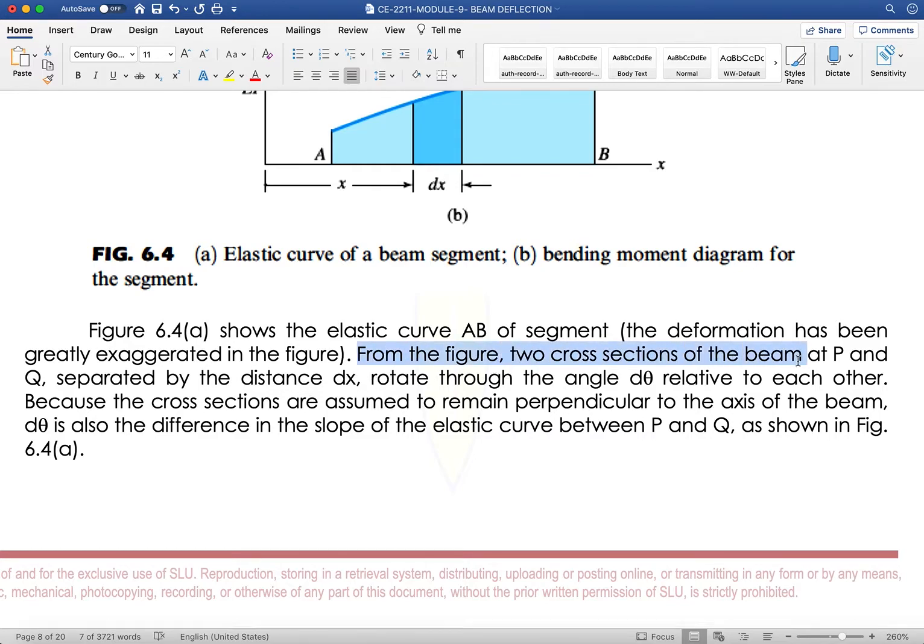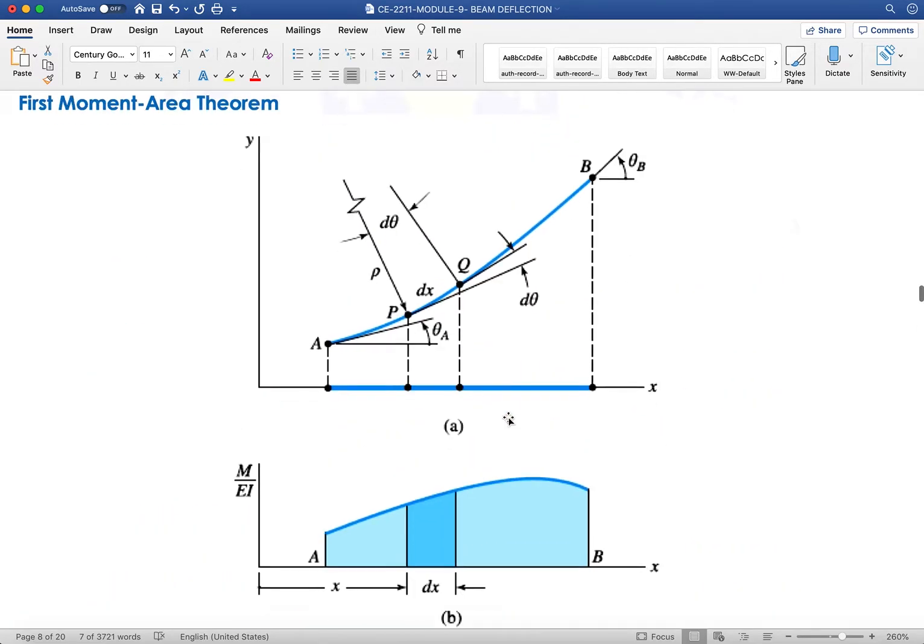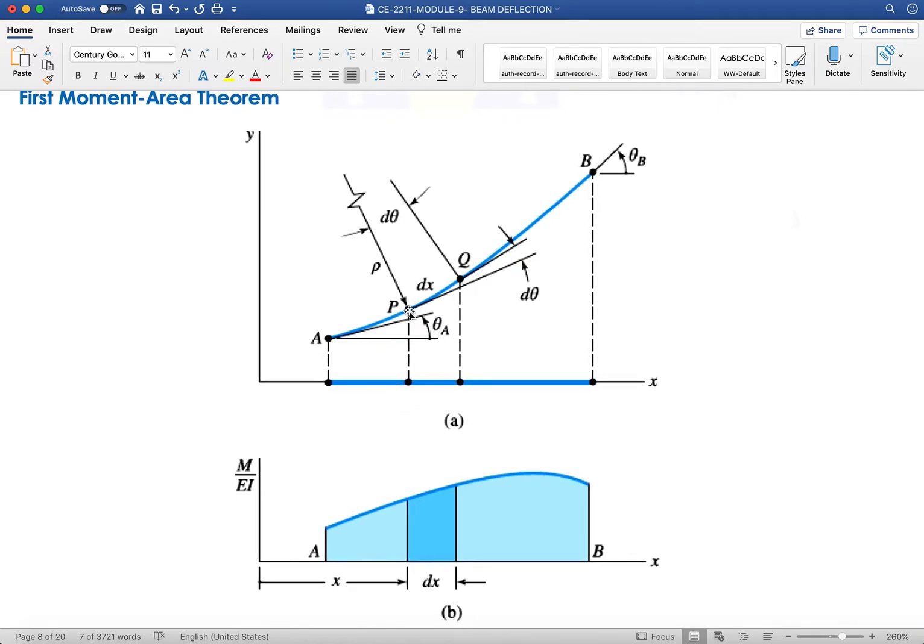From the figure, two cross sections of the beam, NP and Q, separated by the distance dx, rotate through the angle d theta relative to each other because the cross sections are assumed to remain perpendicular to the axis of the beam. I repeat, the cross sections are assumed to remain perpendicular to the axis of the beam. D theta is also the difference in slope of the elastic curve between P and Q. It is the difference in angle.